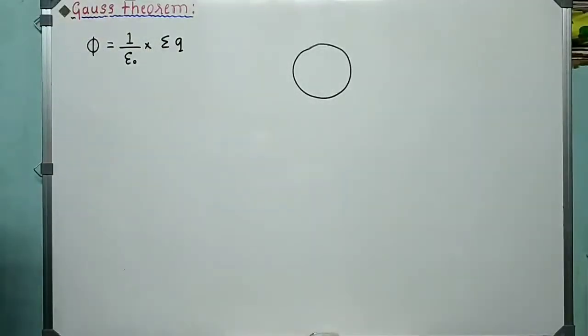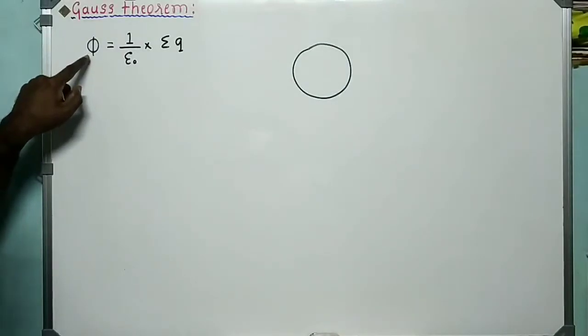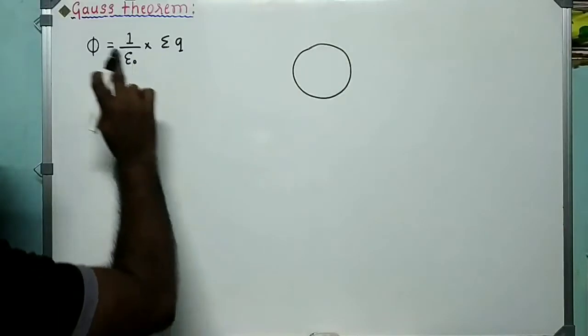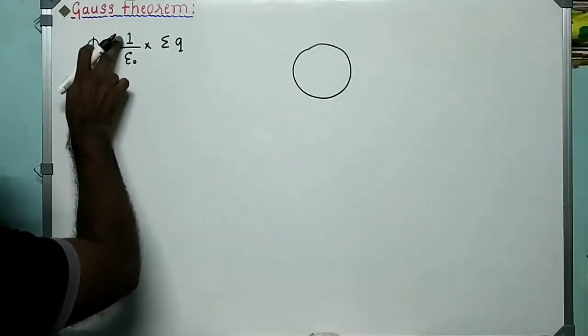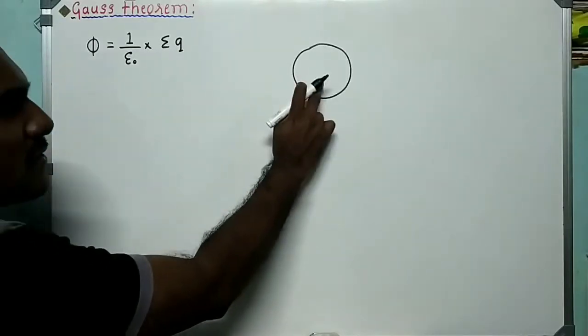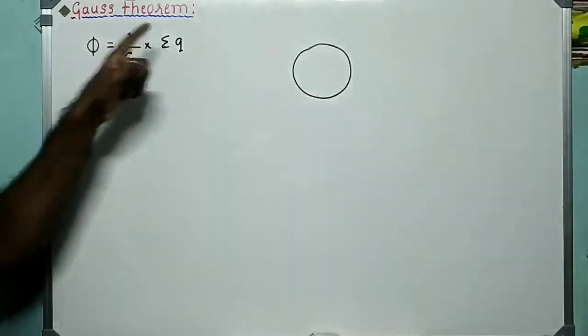What it means? The total electric flux across this closed surface, which is placed in air medium, is always equal to 1 by epsilon naught times of total charge enclosed by this surface. This is called Gauss theorem.